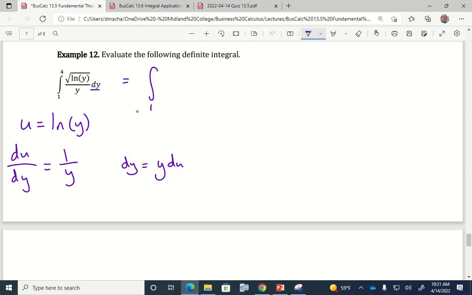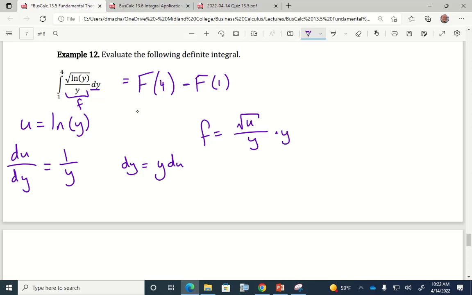And so, it's a definite integral, right? I need to first find the antiderivative of this integrand, and then evaluate it at 4, minus capital F evaluated at 1. That's my eventual goal. But I'm going to rewrite that integrand as the square root of u, instead of the square root of natural log y, divided by y, and instead of dy, I'm going to write y du.